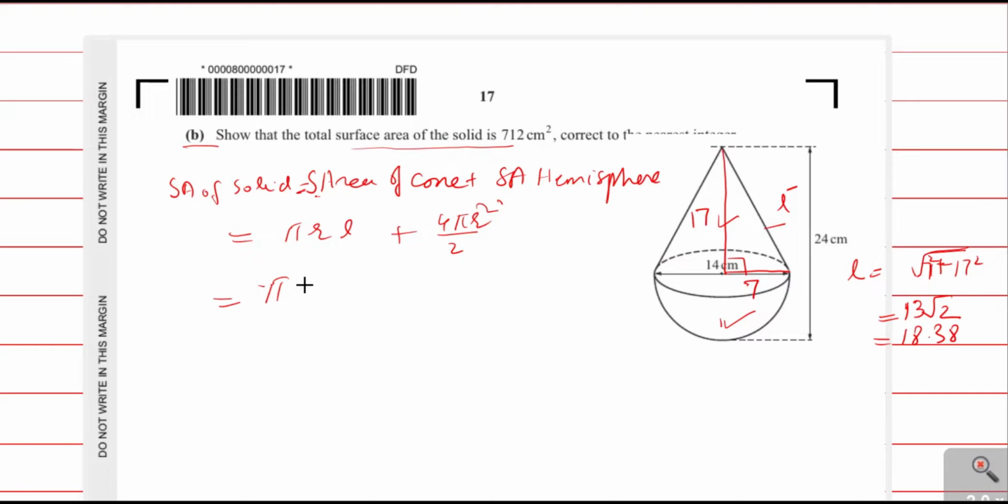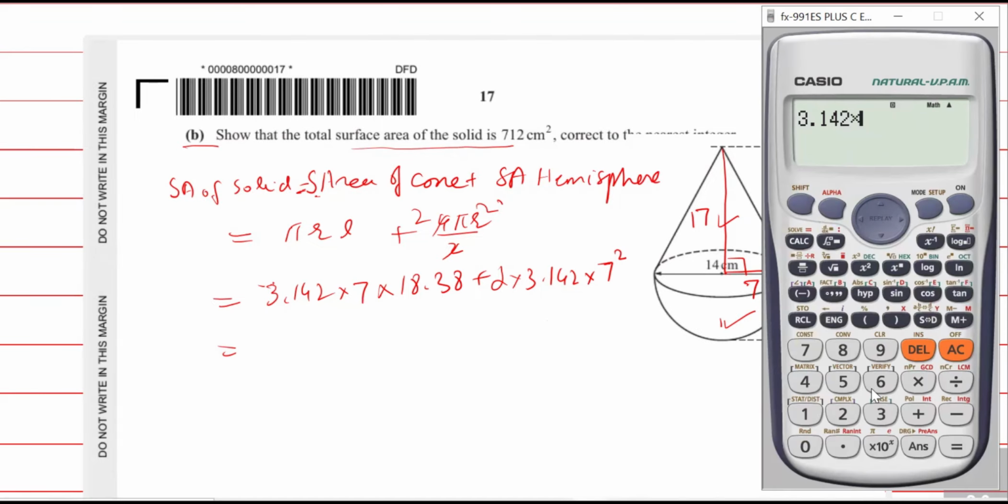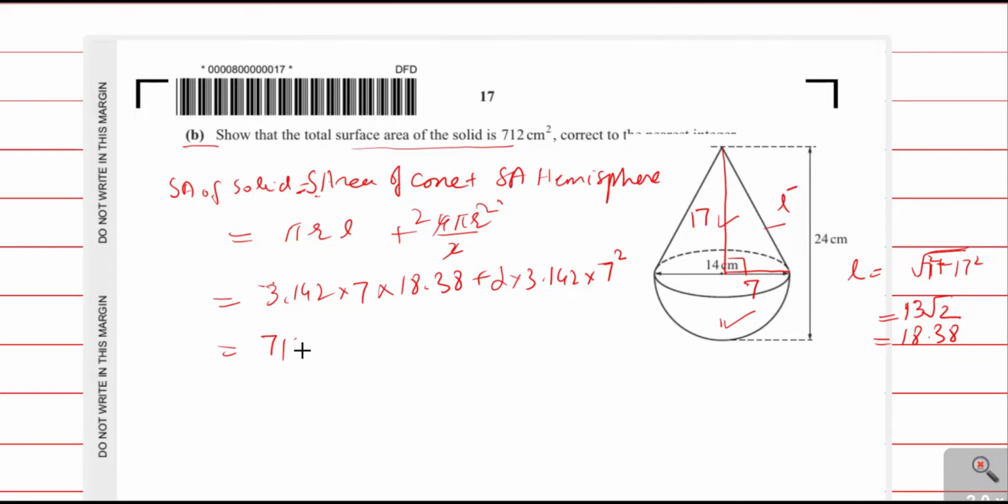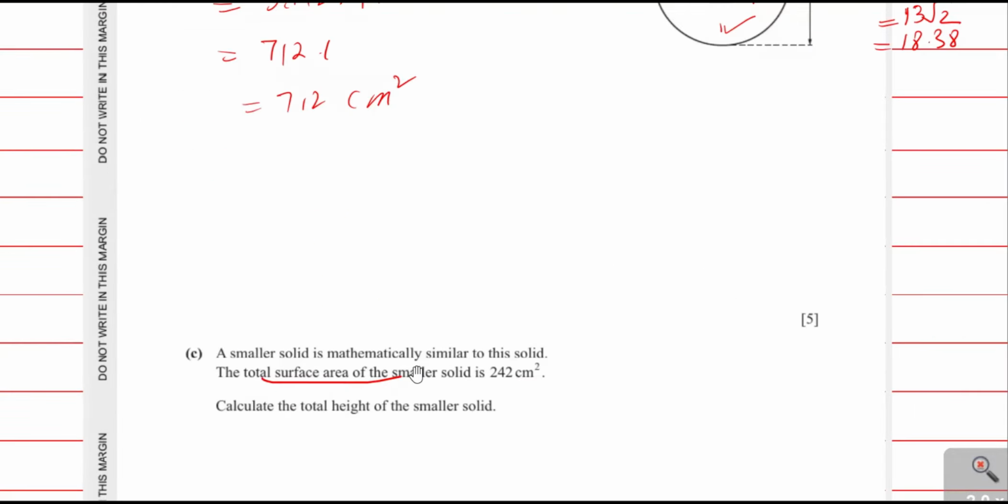Therefore, we write 3.142 multiply by radius multiply by slant length plus 2 into 3.142 into 7 square and this will be equal to 3.142 multiply 18.38 multiply 7 plus 2 multiply 3.142 multiply 7 square is 49 and this will be equal to 712.1 and this is equal to 712 centimeter square. Hence, it is proved.